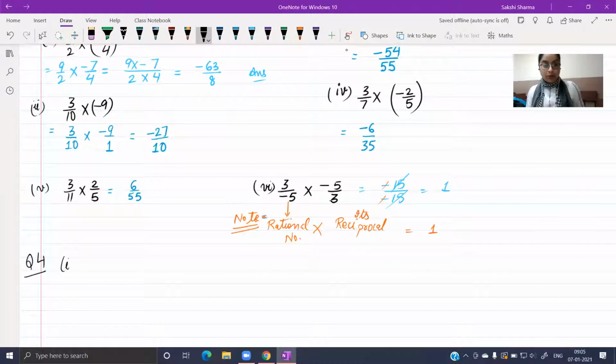The first part over here is -4 divided by 2 over 3. So I'm just going to write this down, -4 as -4 over 1.